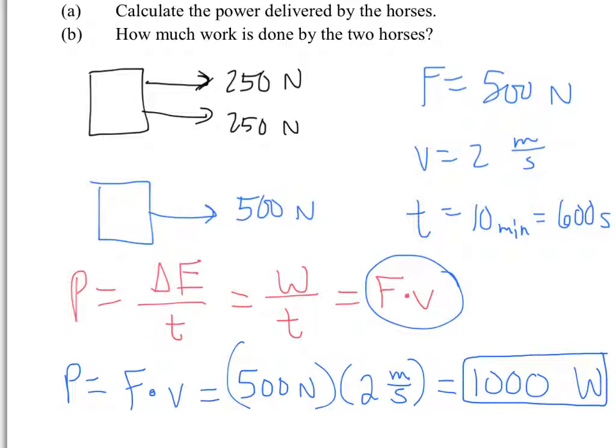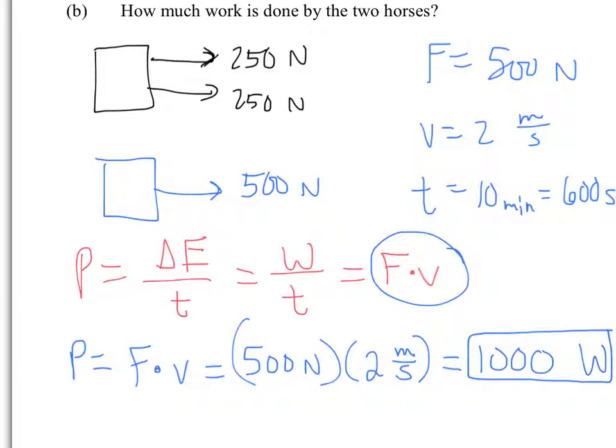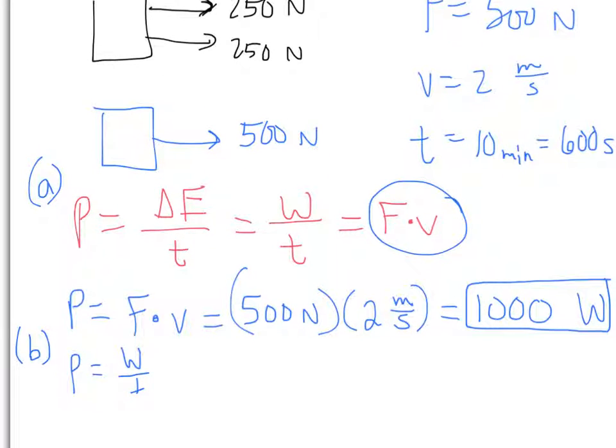The follow-up, part B, says how much work is done by the 2 horses? What can I do for this part, if I want to find the work done? Ed, what do you got? You could plug in P is equal to W over T. So let's take a look at what we're going to have there. We have power times time equals work done. So it's power, which is 1,000, times 600. Yeah, there you go.